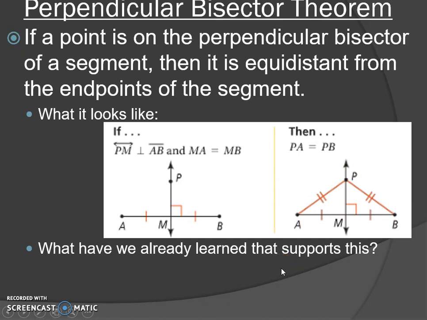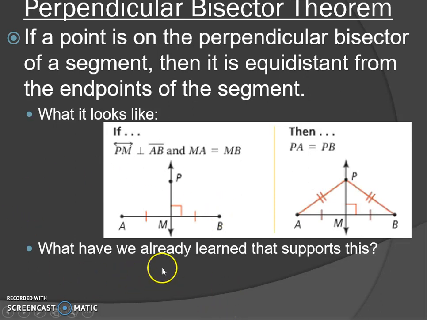So the perpendicular bisector theorem is: if a point is on the perpendicular bisector, right here, P, this is the perpendicular bisector, because this line is bisecting AB and making a 90 degree angle, then this point P is called equidistant. It is equidistant from endpoint A and endpoint B. That's what this means.